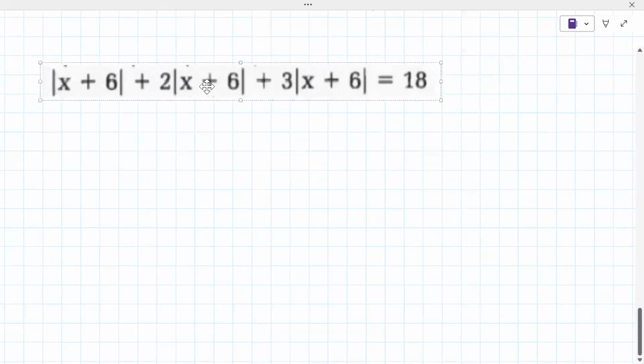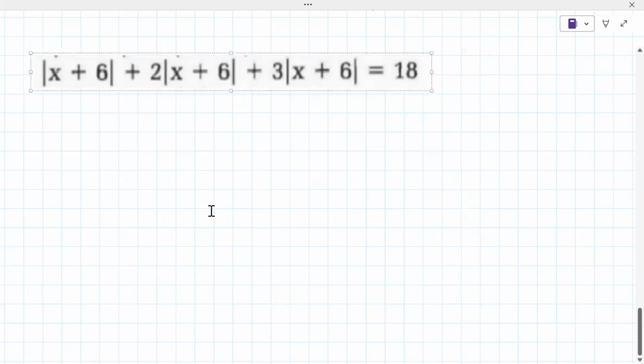Okay. How many absolute values of x plus 7 are there? There are 6. Yes, because there's really a 1 here in front. Okay. Go ahead and solve this for me, please.